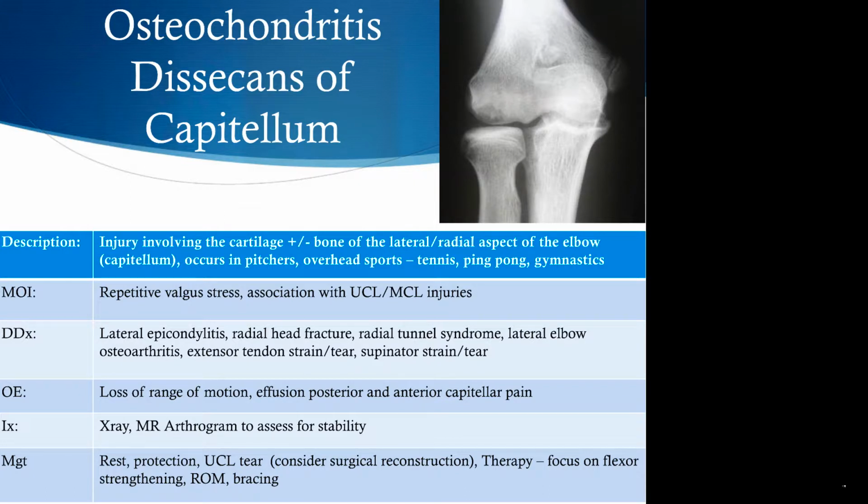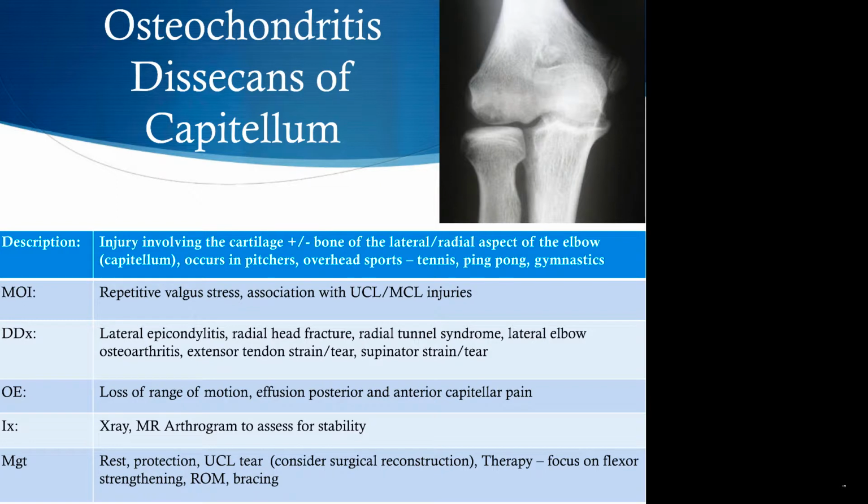On examination, there's a loss of range of motion. There is an effusion with both posterior and anterior capitellar pain. Imaging, an X-ray sometimes can be helpful. As you take a look above, you can see radial lucency present on the lateral aspect in the capitellum. The MRI of this patient demonstrated a capitellar osteochondral defect. In terms of management, the key here is essentially rest and protection.